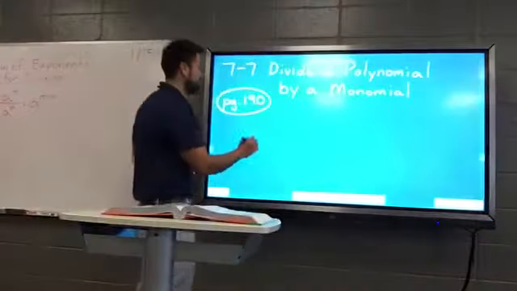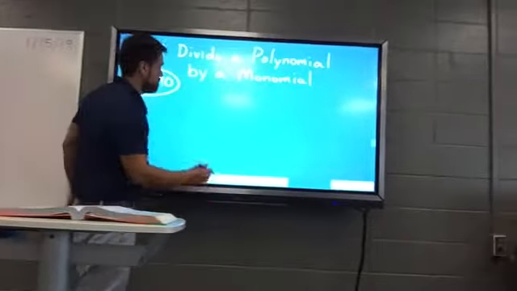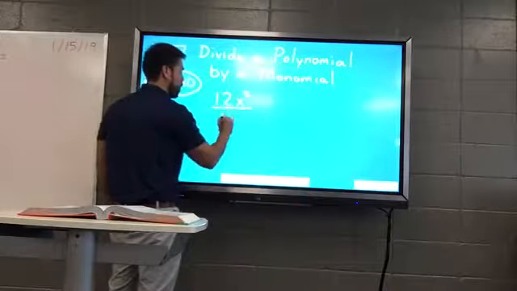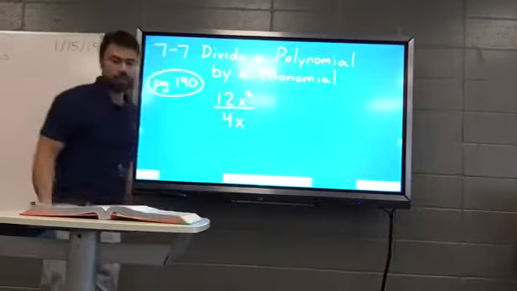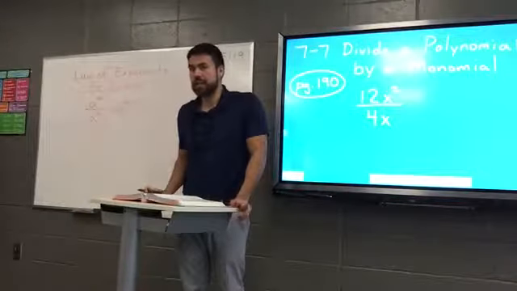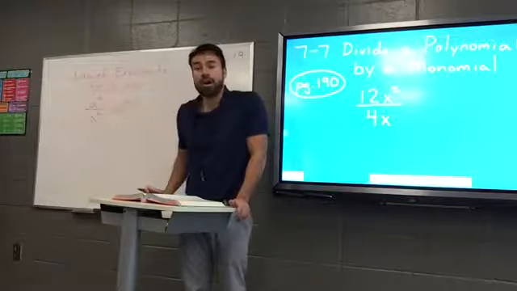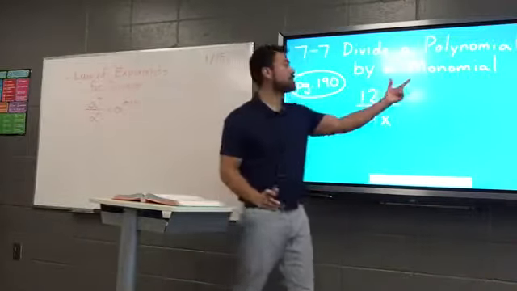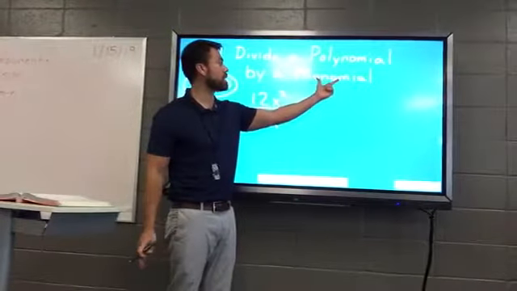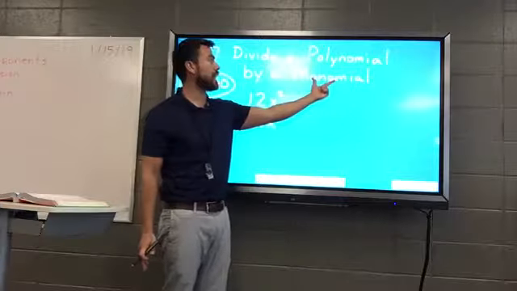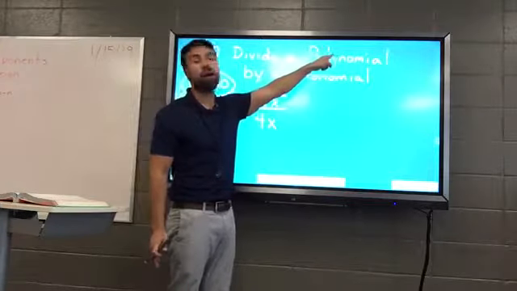So here, the first problem I want you to get is 12x squared over 4x. What is the title of this lesson? Divide a polynomial by a monomial. In this lesson, every problem is going to have at least one monomial, and then it can have any other polynomial.